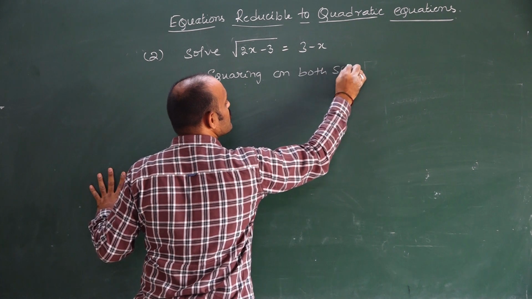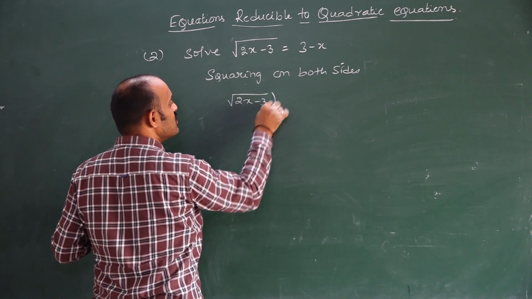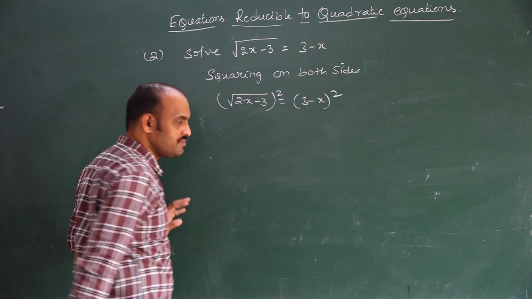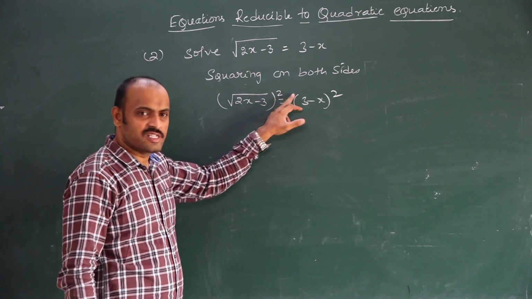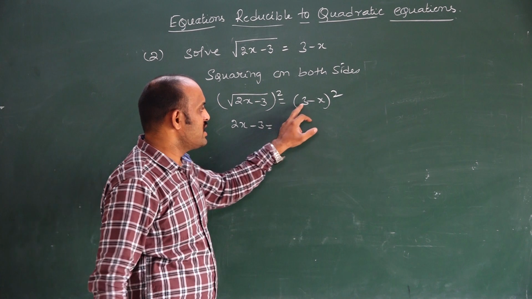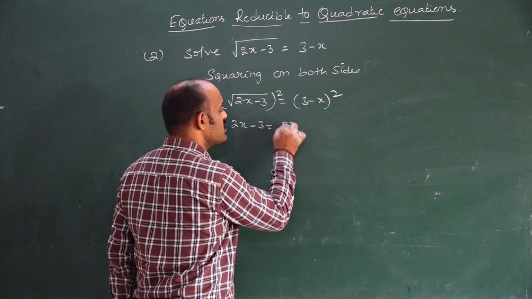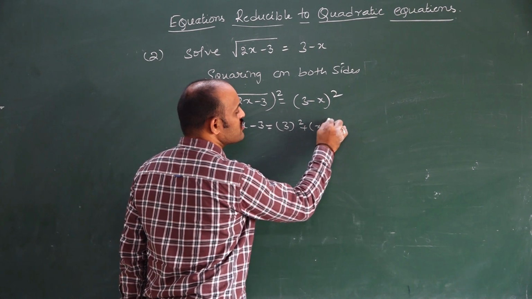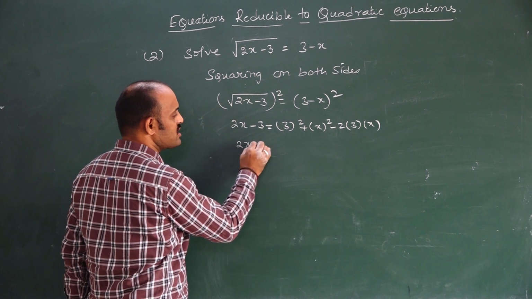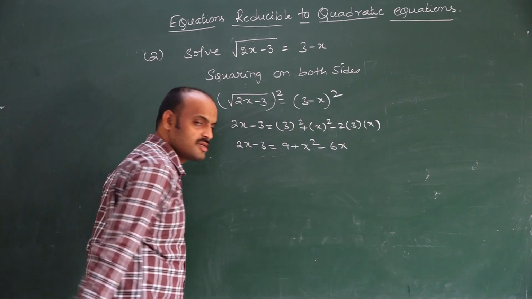Squaring on both sides. Under root 2x minus 3 whole square is equals to 3 minus x whole square. Square and square root get cancelled, so it gives you 2x minus 3. 3 minus x whole square is in the form of a minus b whole square, which is a square plus b square minus 2ab. Therefore 2x minus 3 is equals to 9 plus x square minus 6x.